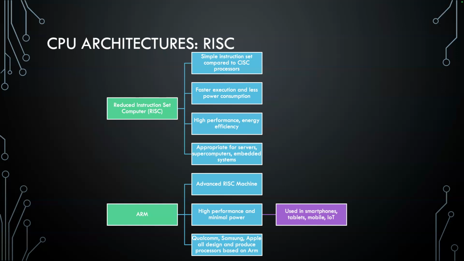So ARM stands for Advanced RISC Machine, and that's building on top of RISC. It's optimized for the highest performance with the lowest amount of power. There's a bunch of different manufacturers that have made their own version of ARM processors. Samsung makes theirs, Qualcomm has them, Apple obviously. They all produce these chipsets for ARM. So smartphones, tablets, mobile devices, IoT, all of that.